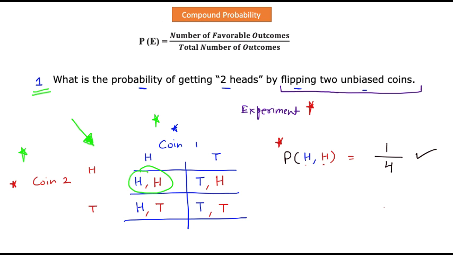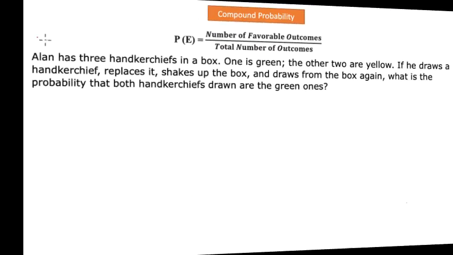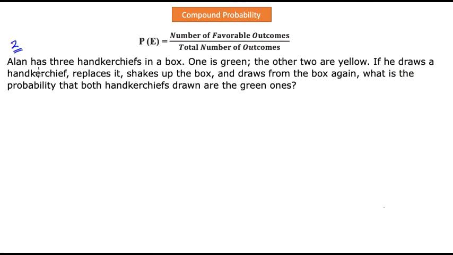Alright, so let's go take a look at our second example. So take a look at this example. Alan has 3 handkerchiefs in a box. One is green and the other 2 are yellow.